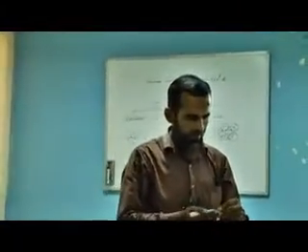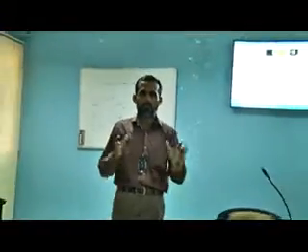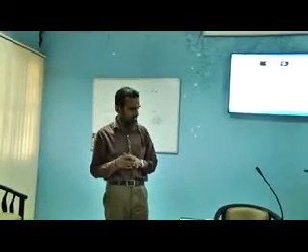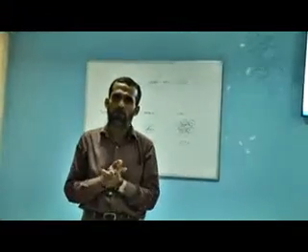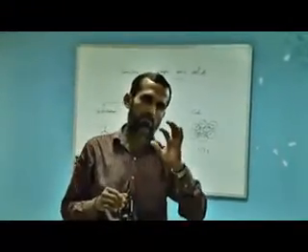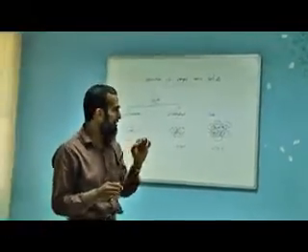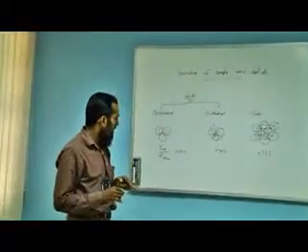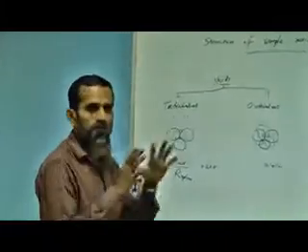Now, when we discuss the structure of ionic solids, as I told you earlier, it is the cation which is generally smaller in size, which could enter the void, and the anions make up the close packing.